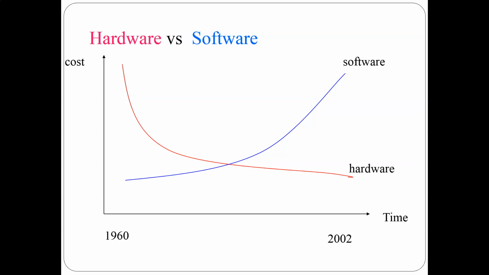Hardware and software: this is how the curves go with time. The cost of hardware and the cost of software, can you think about how they have increased and decreased?